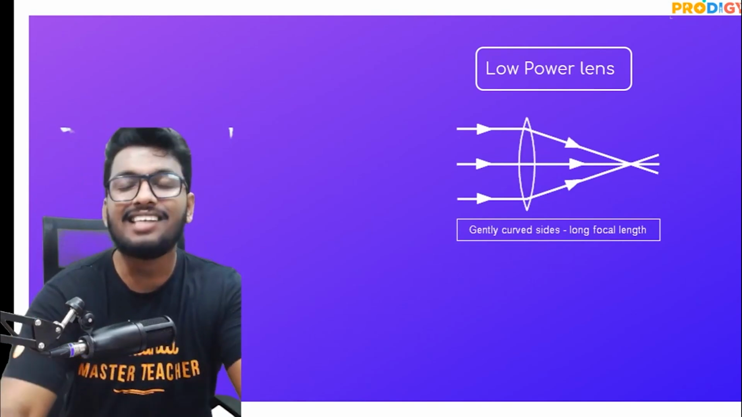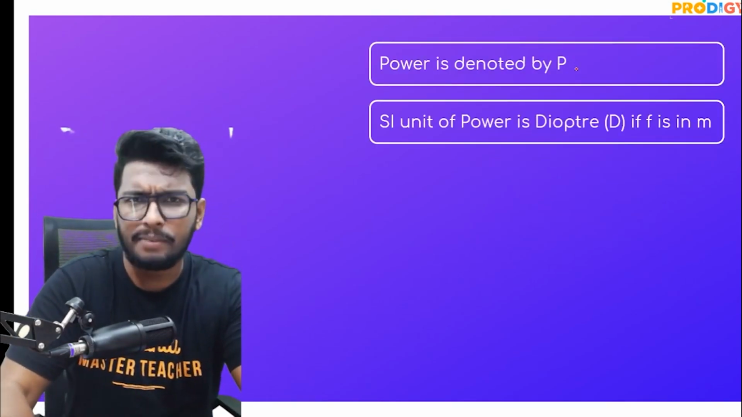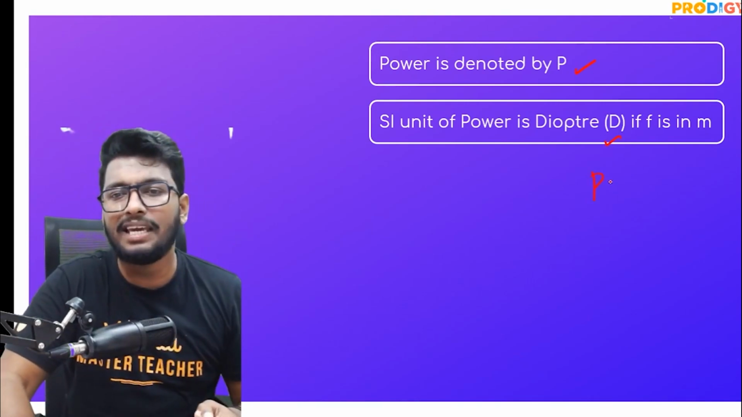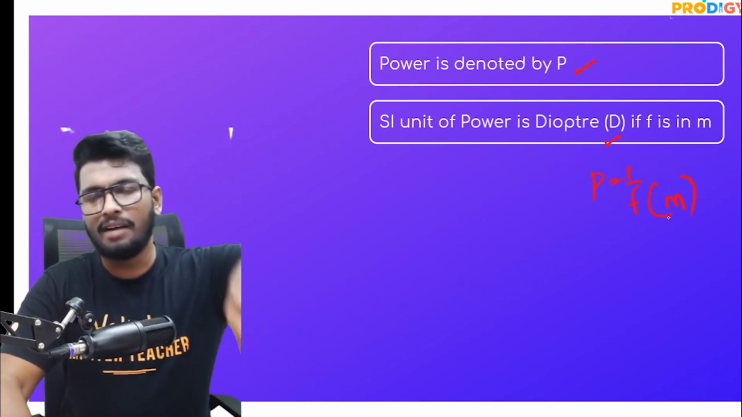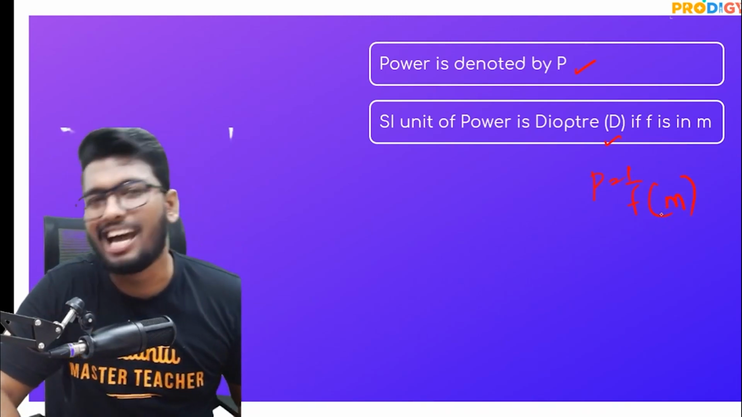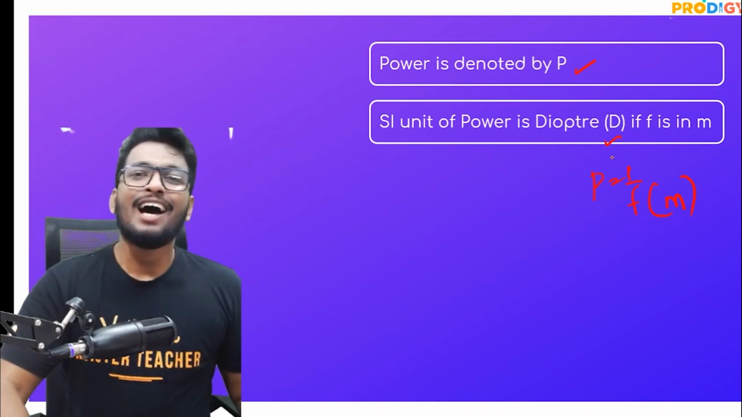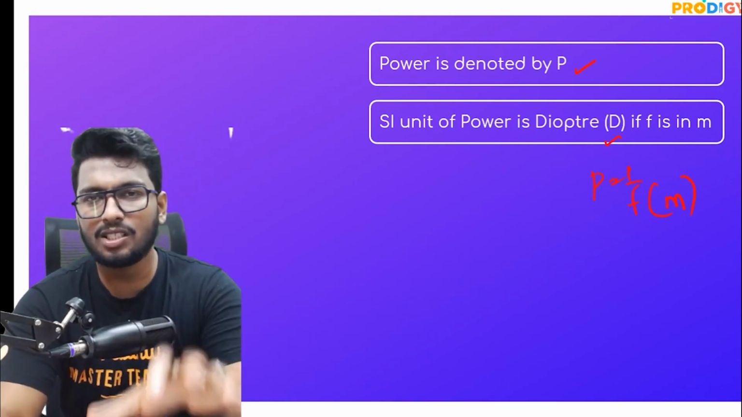All right, and the SI unit of power is nothing but diopter. It is represented by the capital letter P, and the SI unit is diopter. That is, because P is equal to 1 by F, this F should be in terms of meters. So 1 by F can be written as diopter, which is represented by the letter D. Simple. So those are the topics that we had for you guys. Now we'll solve some quiz questions.